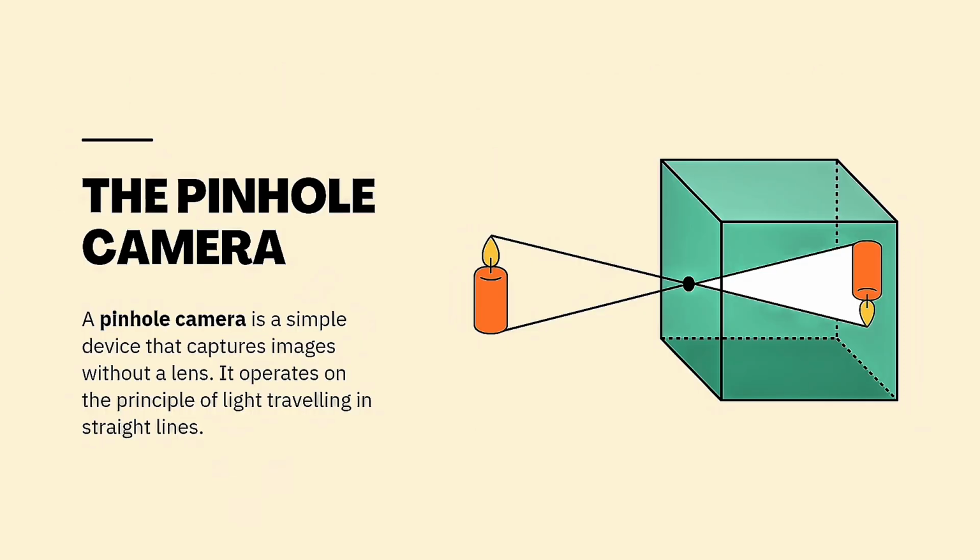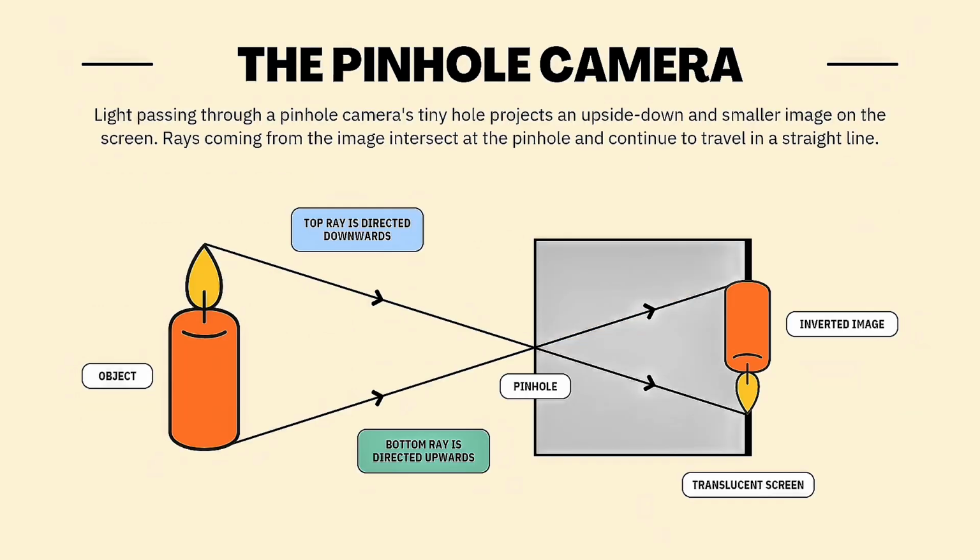A pinhole camera is a very simple device that forms images without using a lens. It works on the principle that light travels in straight lines. A pinhole camera has a tiny hole on one side and a screen on the opposite side. Light rays from the object pass through the tiny hole and form an image on the screen.